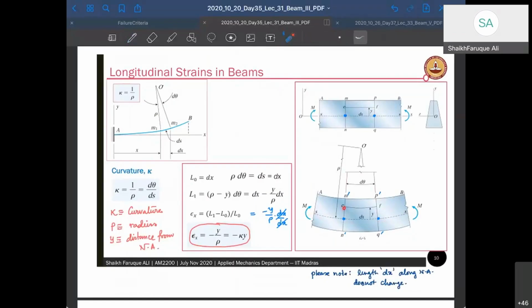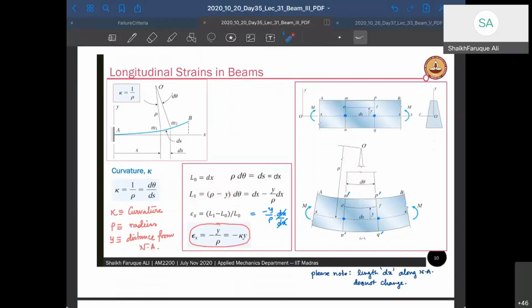But EF will have a compression, and N dash Q dash will have extension, elongation. So if the original length is L0, that L0 is dx, and that is rho d theta, since ds is equal to dx. We're assuming small deformations. So rho d theta is dx. Now this one, let's say it is a distance y away from the neutral axis. So the radius that it will form with the center is rho, the distance to the neutral axis, minus this y. So L1 is going to be rho minus y, times d theta.